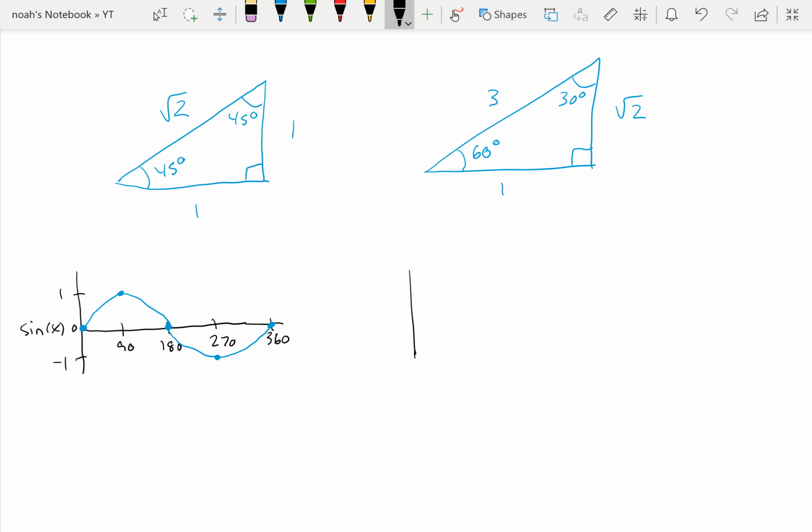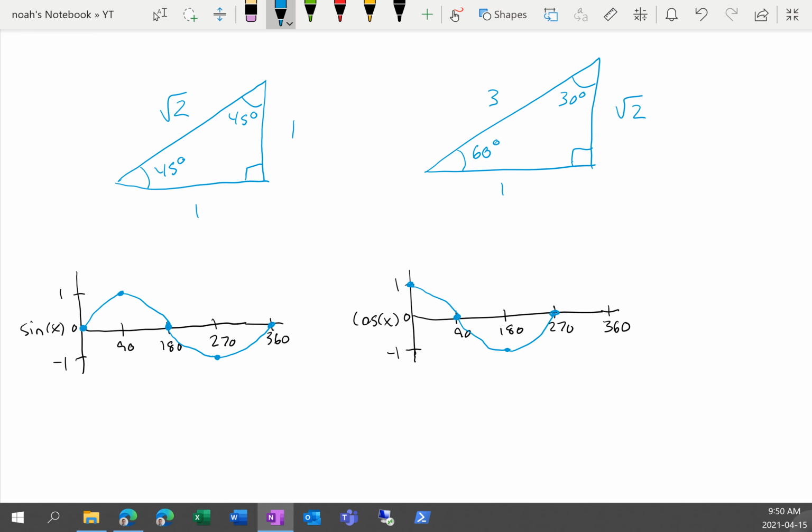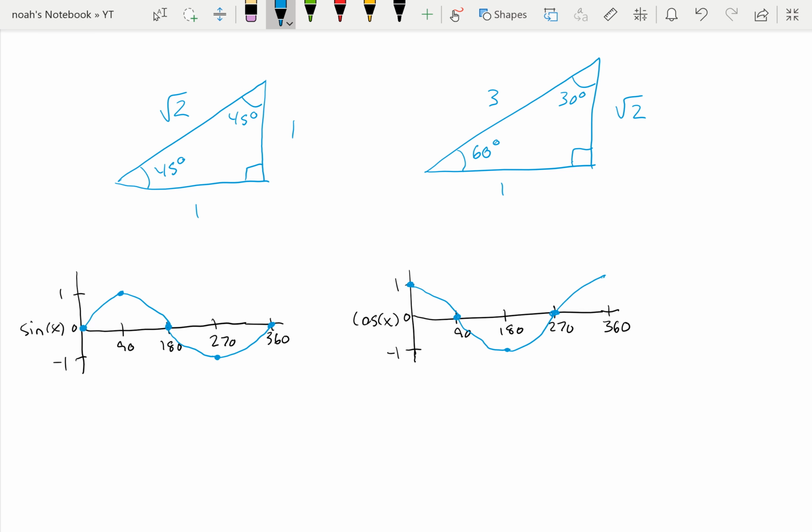Next, we draw out cosine of x. It's very similar to sine. So we got 90 degrees, 180, 270, 360. And for cos, it starts off at 1, goes to 0 at 90, negative 1 at 180, 0 at 270, and 1 at 360.